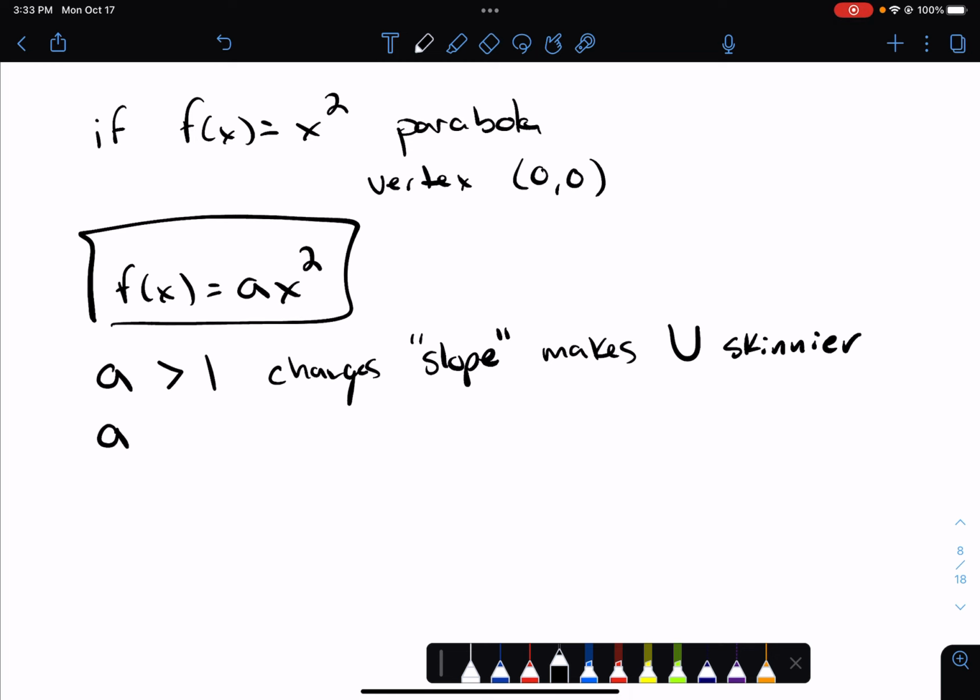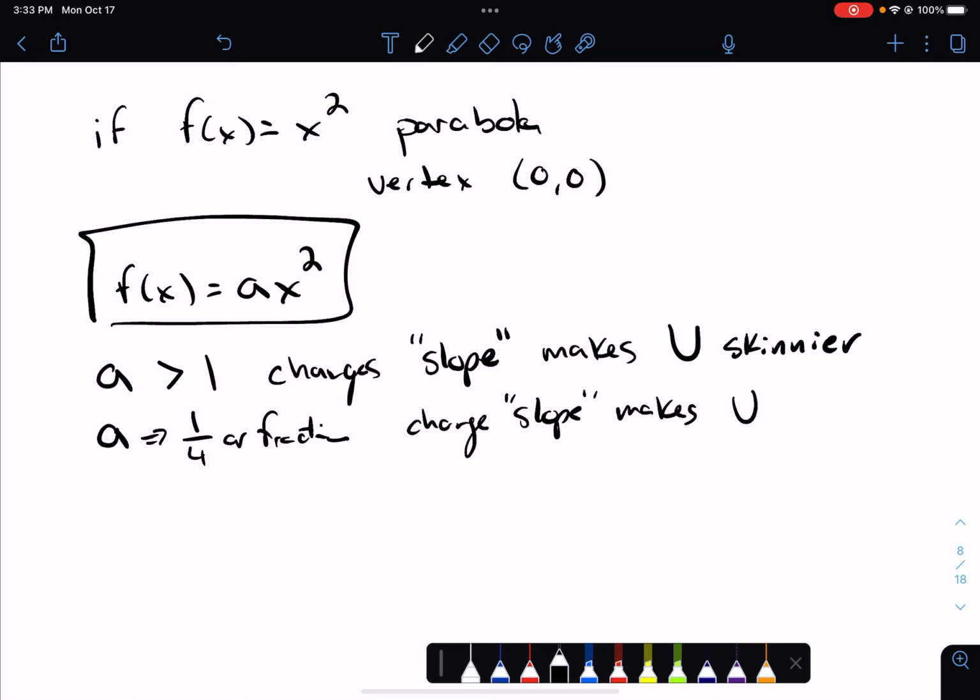What happened if a was a fraction? What if a was something like 1 over 4 or another fraction? What did that do? Well, that also changed the slope, but this time it makes your U fat and flat, right? So instead of being a tall, skinny U, it's a really short, fat, chubby U.